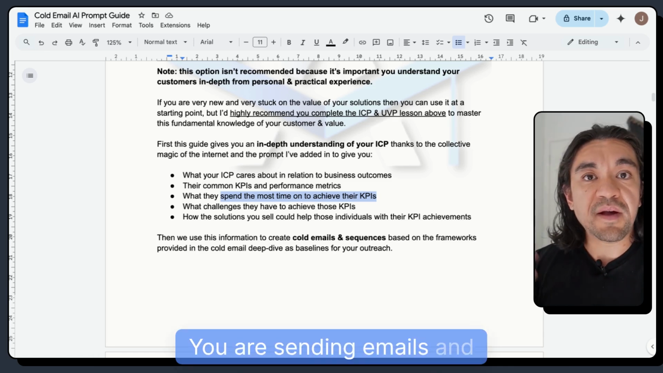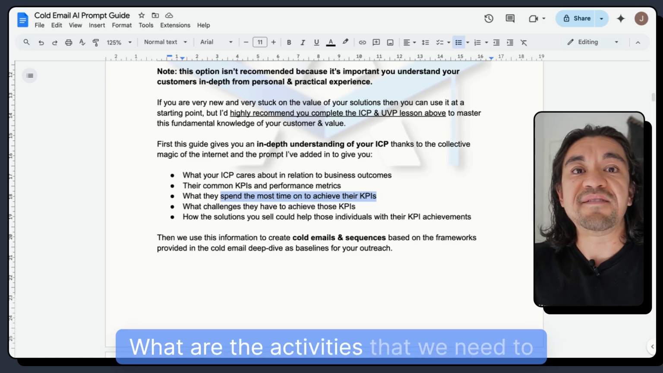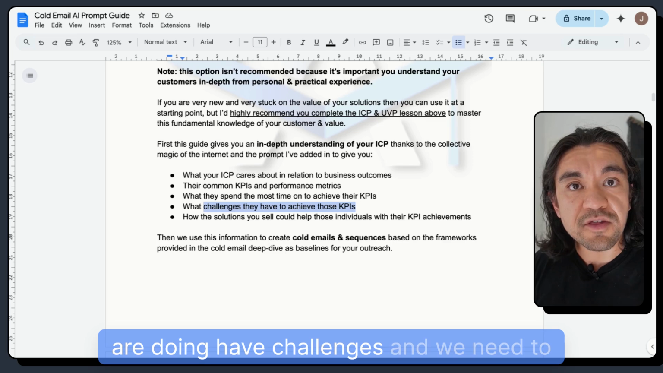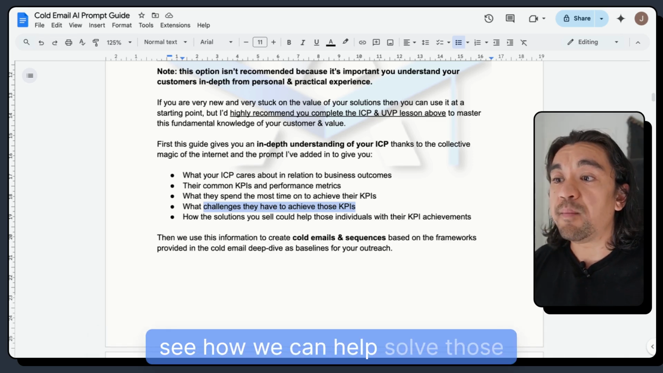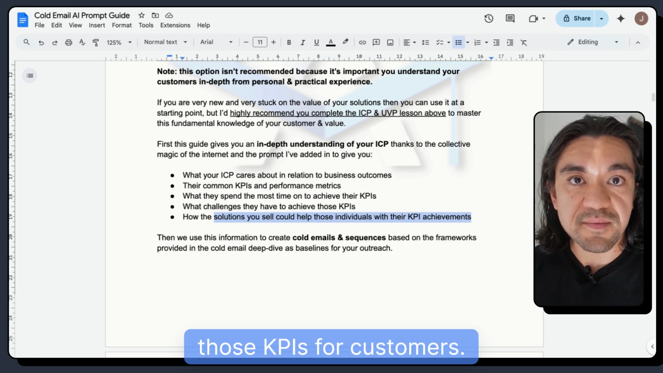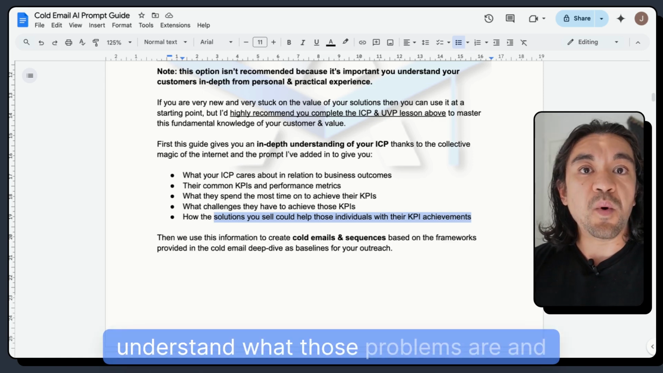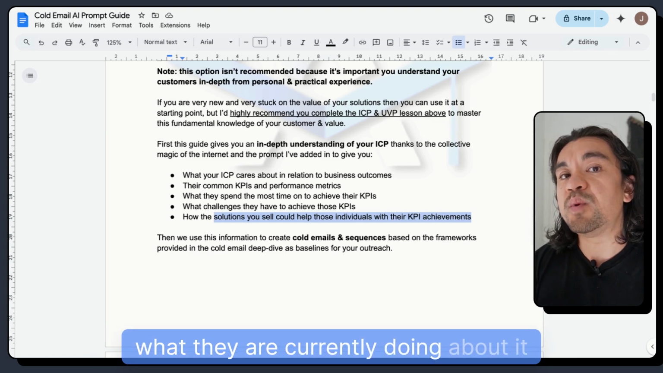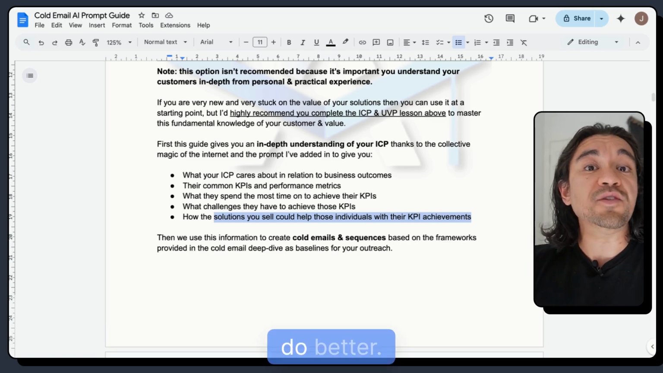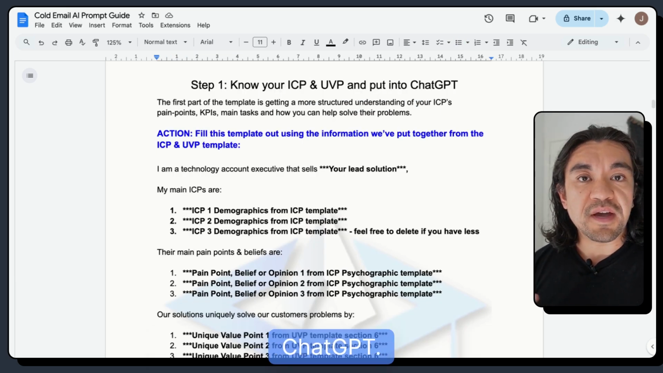You are sending emails and engaging customers. What are they doing to hit their KPIs? What are the activities that we need to uplift? Because most of the activities that they are doing have challenges, and we need to see how we can help solve those challenges with the solutions to hit those KPIs for customers. Right? We are passionately solving our customers' problems, and we need to understand what those problems are and what they are currently doing about it to then show the difference in value between what they're doing and what we do better. So what we're going to do now is fill out this template and put it into ChatGPT.